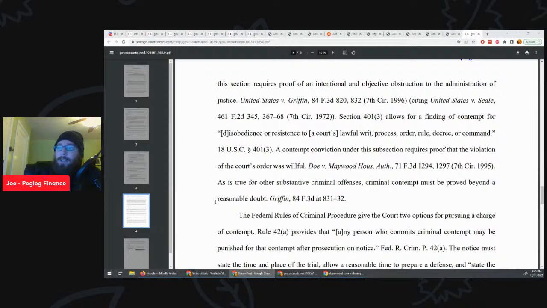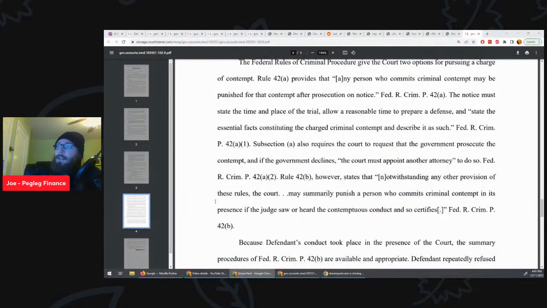As is true for other substantive criminal offenses, criminal contempt must be proved beyond a reasonable doubt. Griffin. The federal rules of criminal procedure give the court 2 options for pursuing a charge of contempt. Rule 42 sub A provides that any person who commits criminal contempt may be punished for that contempt after prosecution on notice. Meaning the judge says, I think you're in contempt. We're going to look at that later, which is what she did.